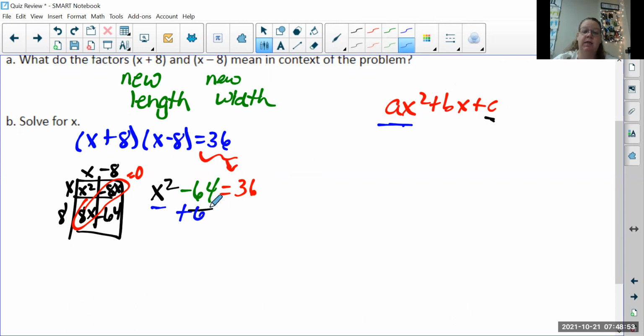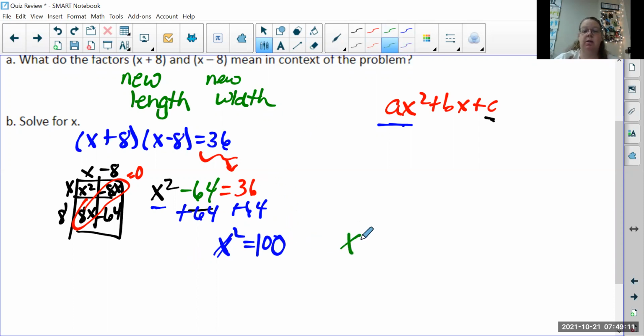So I'm going to add 64 to both sides. I'm going to get X squared equals 36 plus 64, which is 100. So then in my brain, I should be thinking, well, what number squared will give me 100? We should know that 10 squared would give me 100.